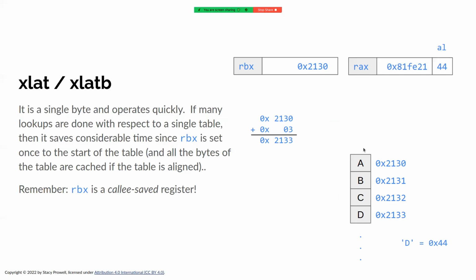The one wrinkle to using translate this way is that RBX is a callee saved register, which means when you're going to do this, you need to save RBX and then restore it at the end if you want to preserve that for your caller. If you want your caller to potentially crash, then don't worry about it. And maybe your caller will go off into the weeds and you'll seg fault. And you'll wonder why you're seg faulting. And it'll be because you didn't save RBX.